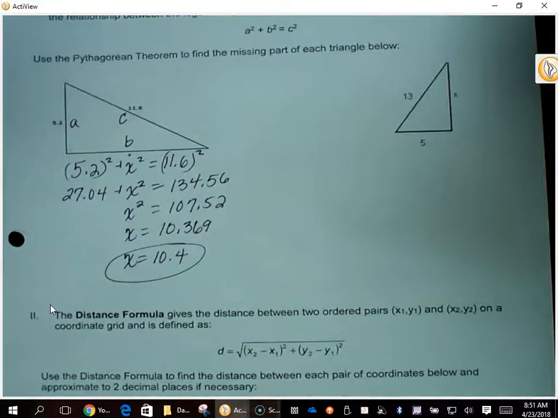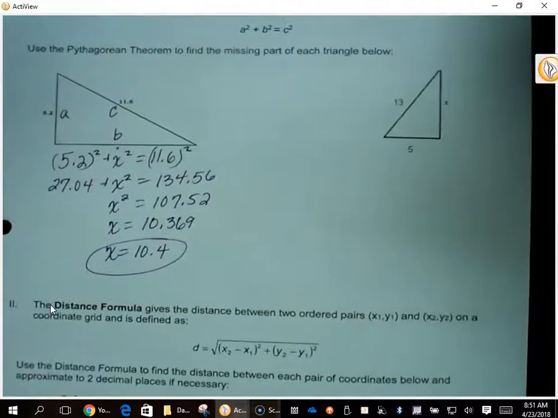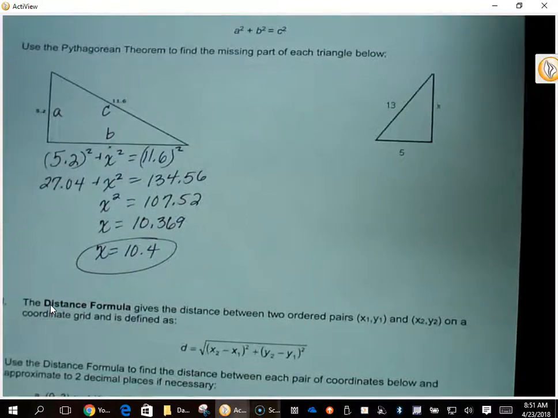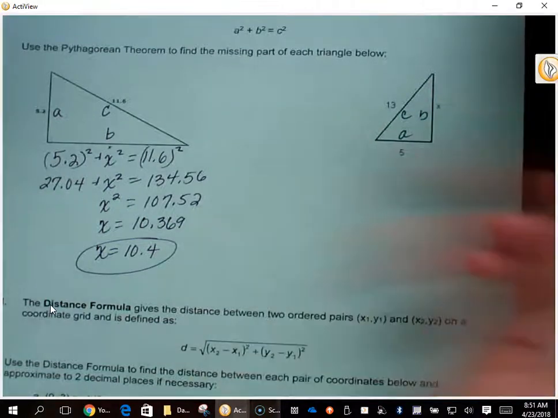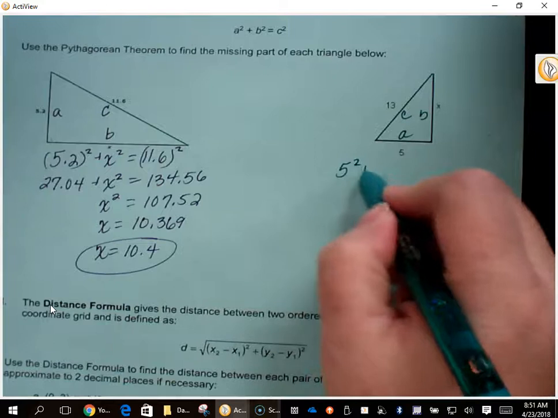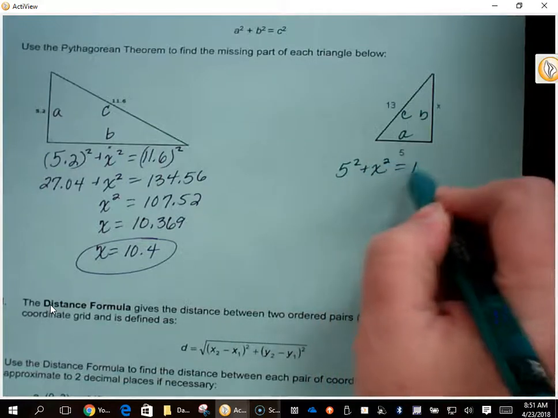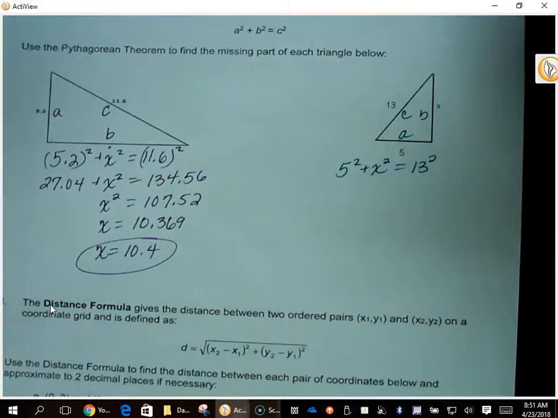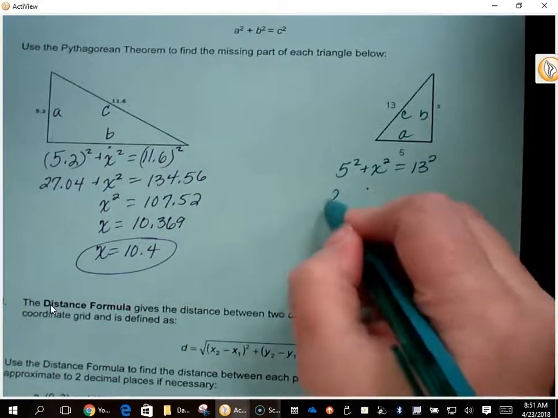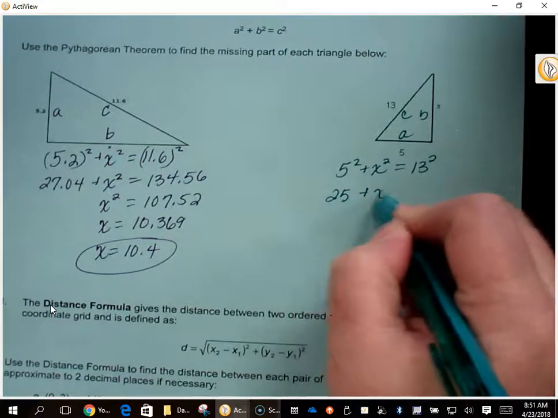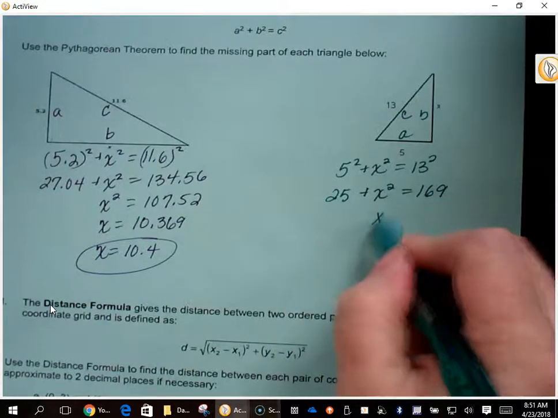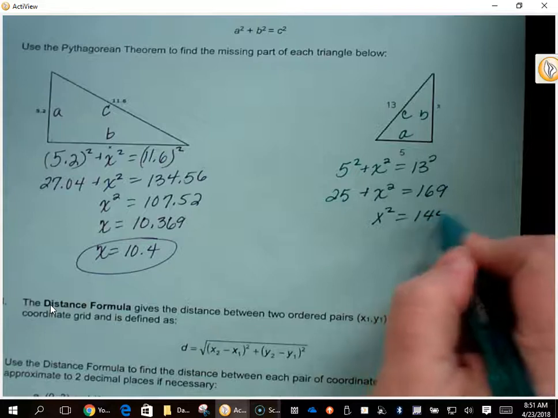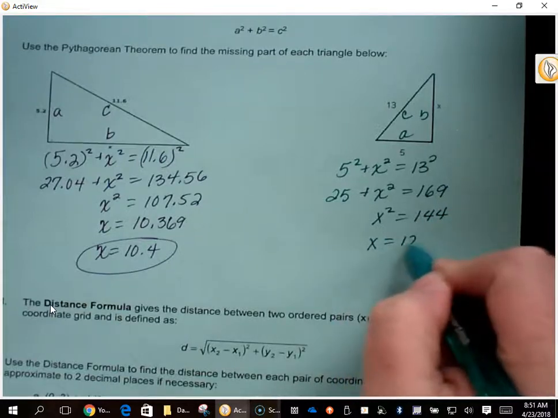That was easy. Okay, the next one says find the missing part of each triangle below. So it's still the Pythagorean theorem. So c is our hypotenuse, and then we've got a and b. Doesn't matter which one's which. So we've got 5 squared plus x squared equals 13 squared. So 25 plus x squared equals 169. So x squared is 144. So x is 12.